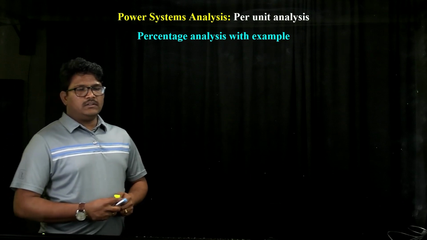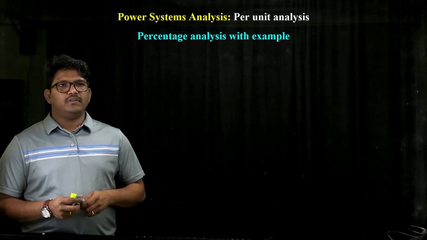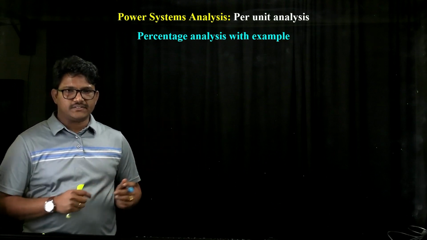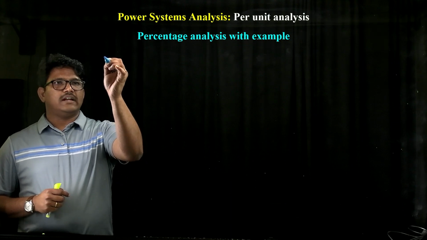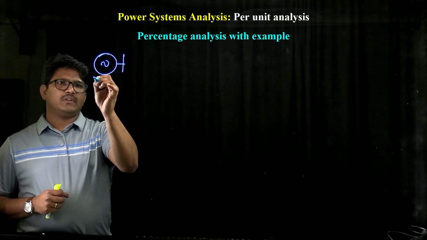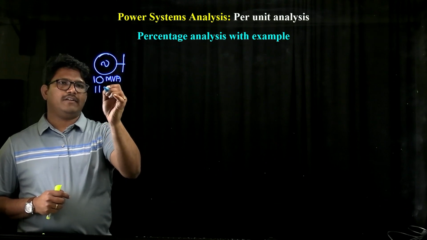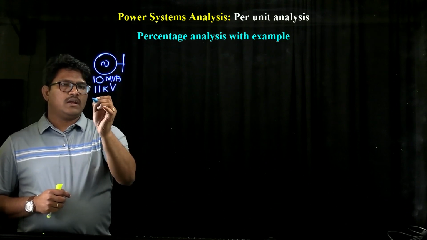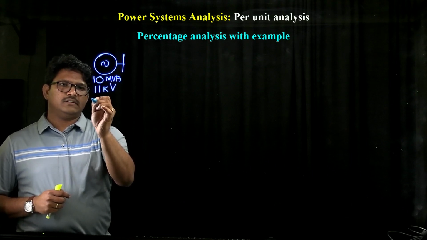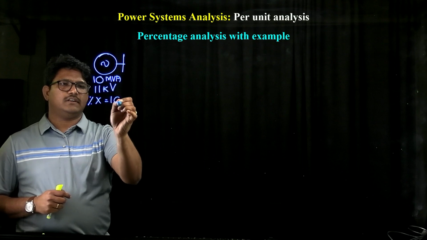Let's have a look at an example on the percentage analysis. Let us say we have two synchronous machines which are of two different ratings. Now let me consider that I have a synchronous generator which is 10 MVA rated and 11 kV generator, and its percentage reactance is 10.